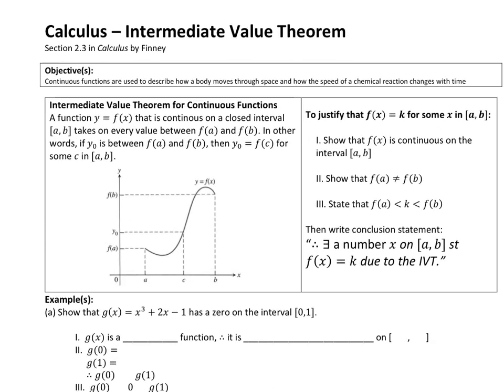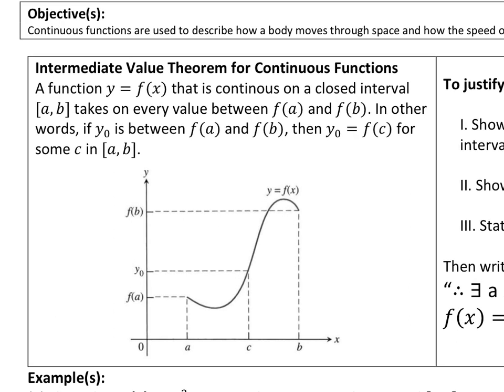So the intermediate value theorem, specifically for continuous functions, which we've discussed before, says that a function f of x that is continuous on a closed interval between a and b takes on every value between f of a and f of b. In other words, if y sub 0 is between f of a and f of b, then y sub 0 is equal to f of c for some c in [a, b]. Again, that's a really fancy way of saying if when you woke up it was 60 degrees and right now it's 72 degrees, at some point it has been 70 degrees because it's in between the two.